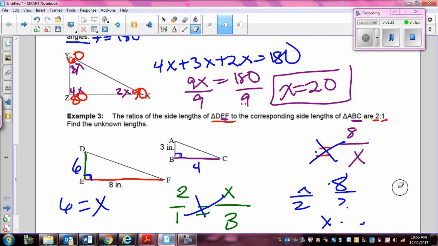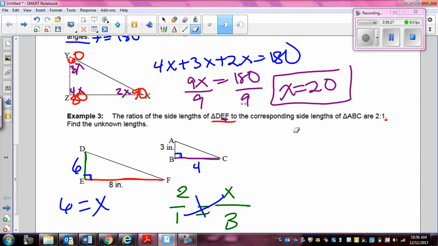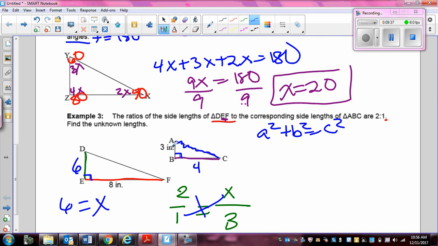You guys remember the Pythagorean theorem? We went over this when we did the district assessment. We just reviewed this with you guys. Remember, the Pythagorean theorem is a squared plus b squared equals c squared. And the c squared has to be your hypotenuse. It has to be the biggest side. But the a and b can be either 3 or 4. It doesn't matter which order you put it in. So I'm going to put 3 squared plus 4 squared equals the hypotenuse squared, which in this case is still my variable. We don't know what it is. So I'm going to put c squared.